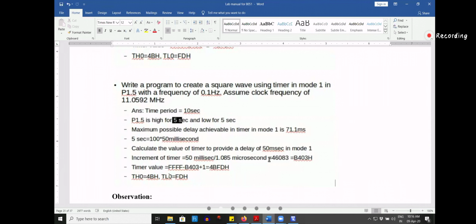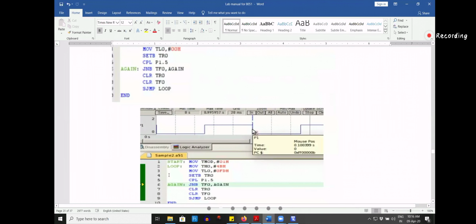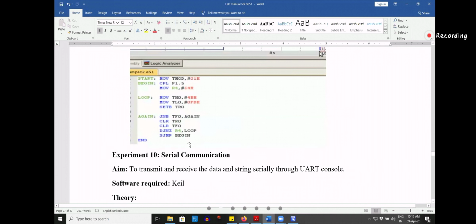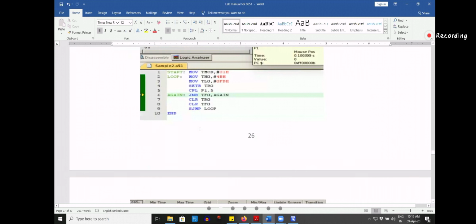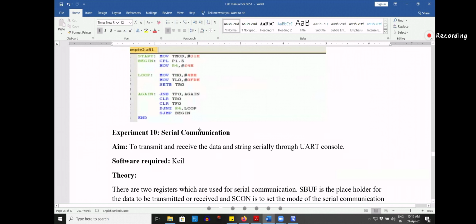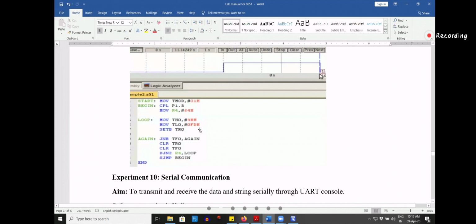How will you do that? You will again use DJNZ. I think I have done it somewhere here. See here. Is it visible? Yes, sir. For TMOD, I'll give the value 01H.